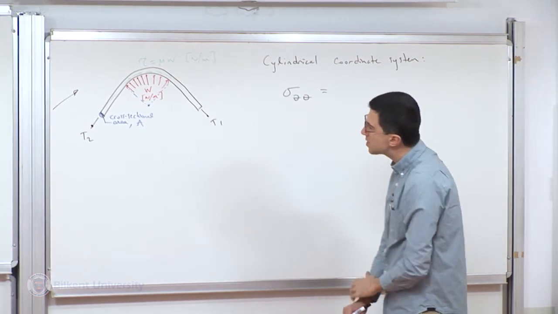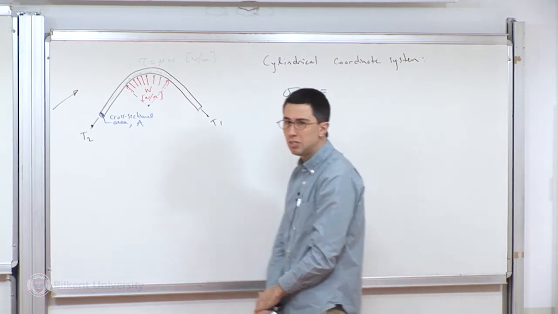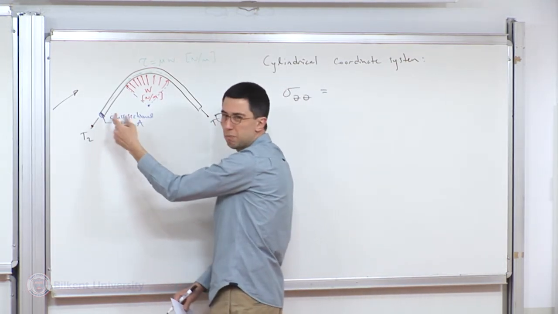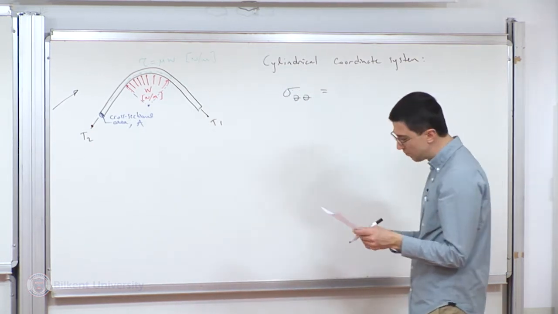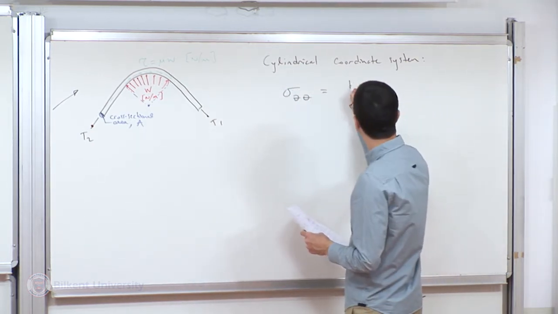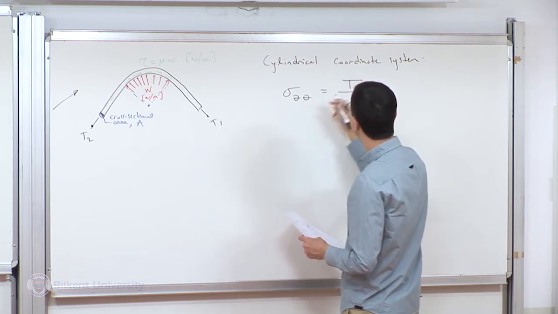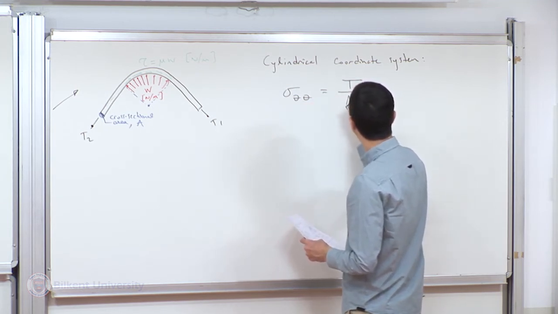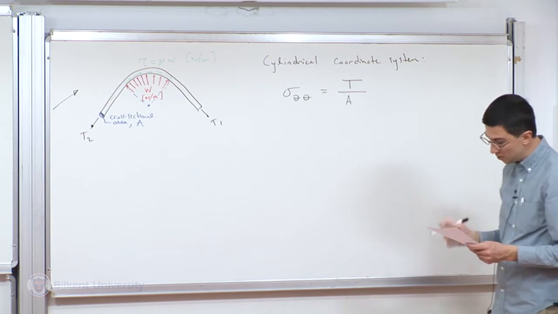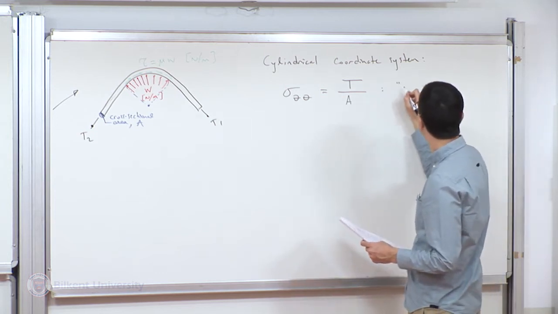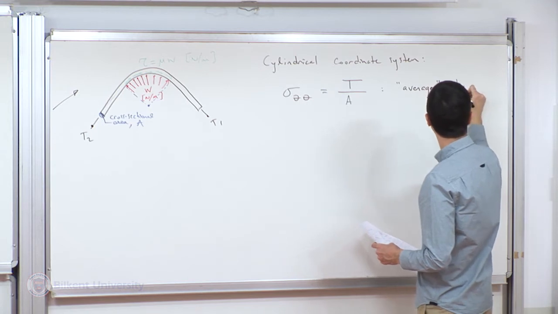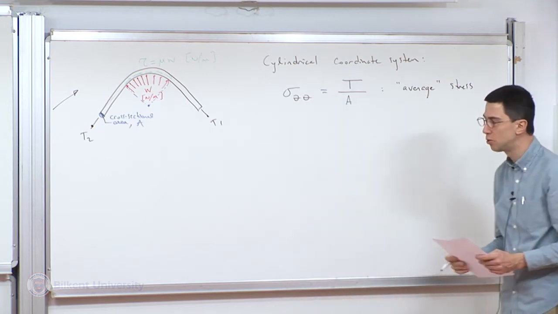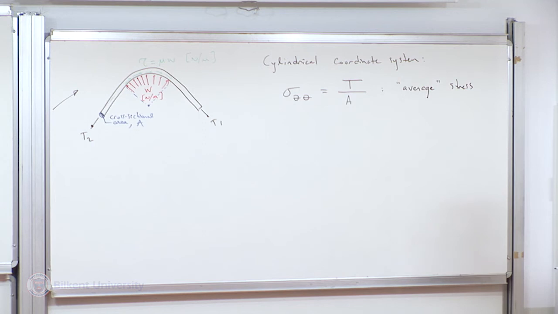But sigma theta theta, in reality, perhaps is not a constant over the cross-section. Perhaps it varies a little bit. But I'm not quite interested in the exact variation. What I'm going to do is define sigma theta theta as tension divided by the area. So in a sense, this is some average stress. It will be sufficient for our analysis purposes. This is something that we will do once in a while, right?